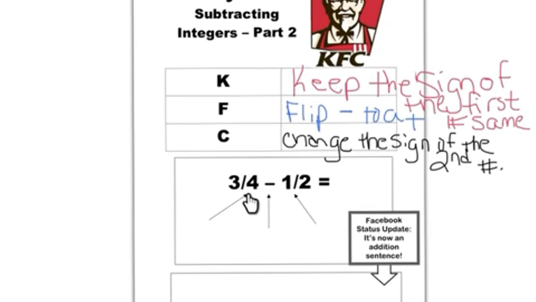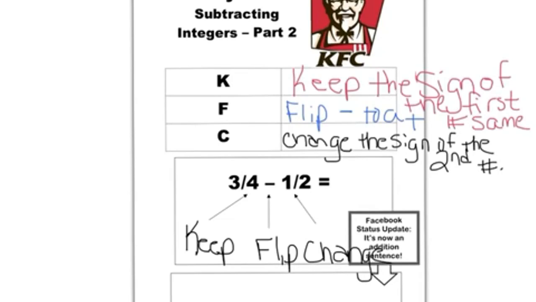We have 3/4 minus 1/2. We all know how to subtract fractions because we did that in our first unit, but now we're going to treat it just like if we were doing whole number integer subtraction, and we want to do KFC. So let's do keep, flip, change.